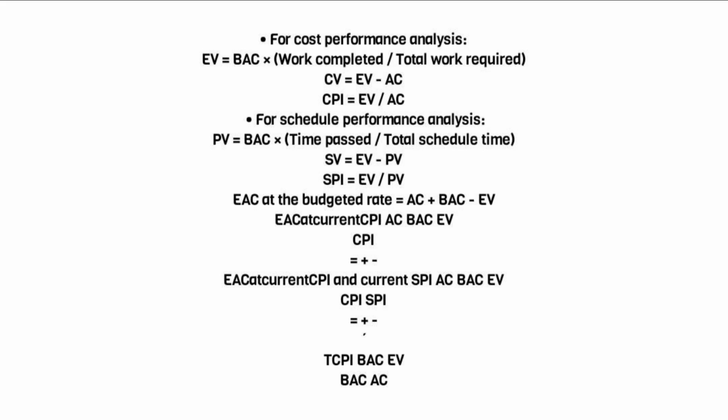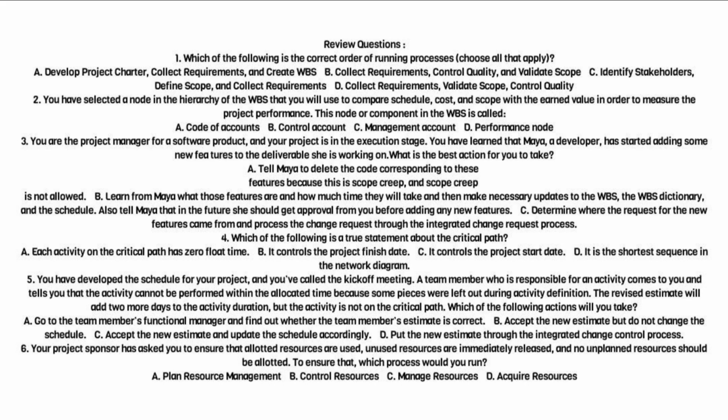EAC at the budgeted rate equals AC plus BAC minus EV. EAC at current CPI equals AC plus (BAC minus EV) / CPI. EAC at current CPI and current SPI equals AC plus (BAC minus EV) / (CPI times SPI). TCPI equals (BAC minus EV) / (BAC minus AC).